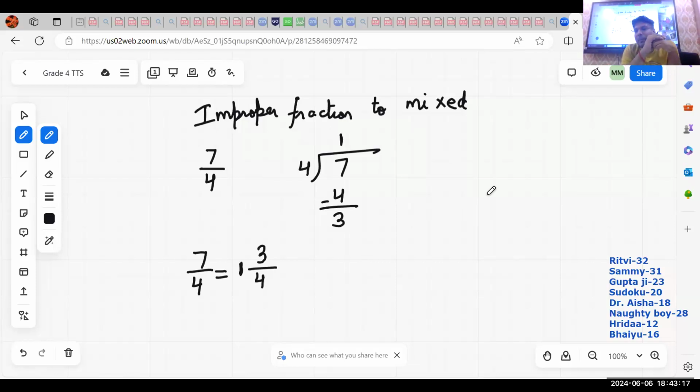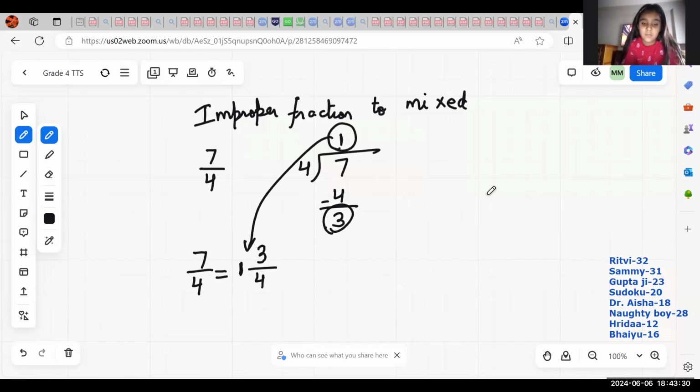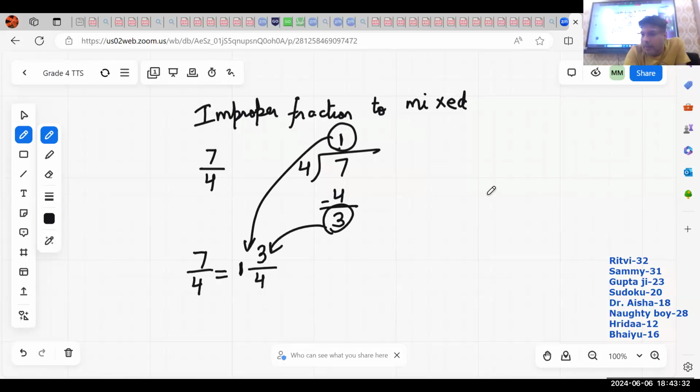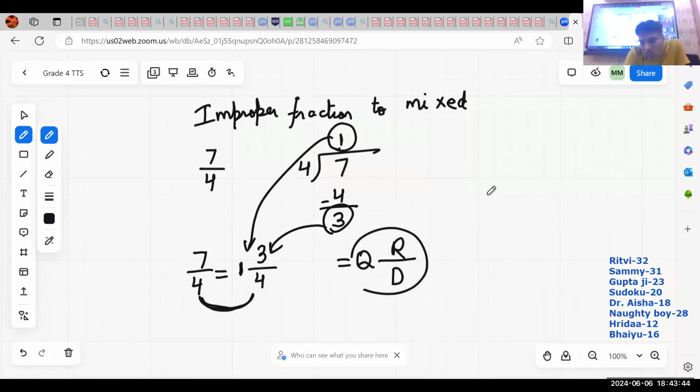Now you will understand it better. Can you leave everything else you are doing, Aisha? Yes, sir. So here I write the quotient. आपको समझ में आया ये quotient है? Yes, sir. Here I write the remainder. आपको समझ आया ये remainder है? Yes, sir. So how do I write it? Here I write the quotient, ऊपर remainder और नीचे जो divisor होता है वो same रहता है, नीचे divisor. I call it QRD. QRD.